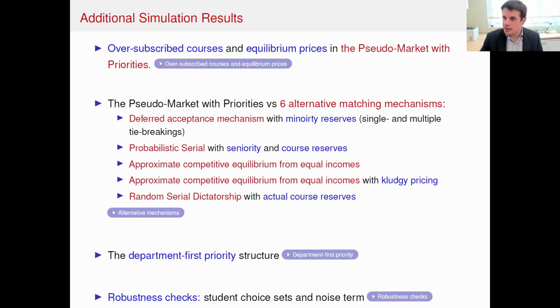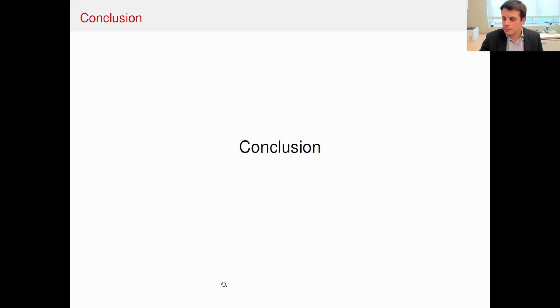We have much more data. We have information about the prices over subscription levels. We also compare it to alternative mechanisms again, and also we use different types of priority structure, where department first priority versus the year first hybrid structure, that is actually used in some very few universities, but it's used. And we also do some additional robustness checks.